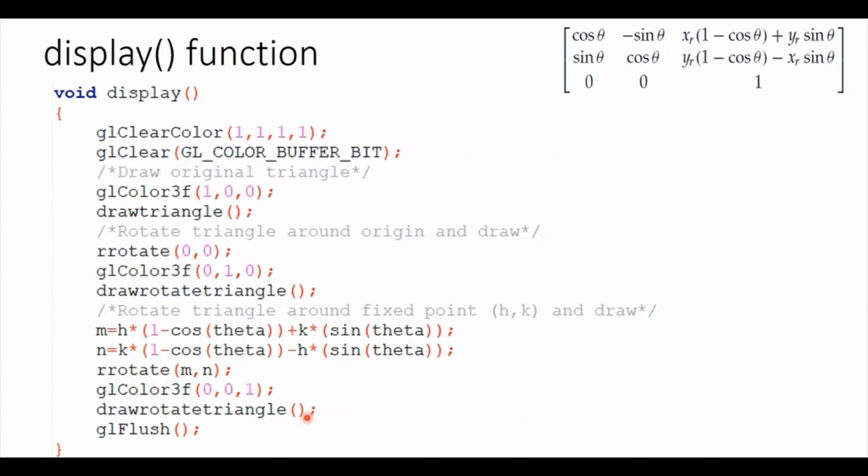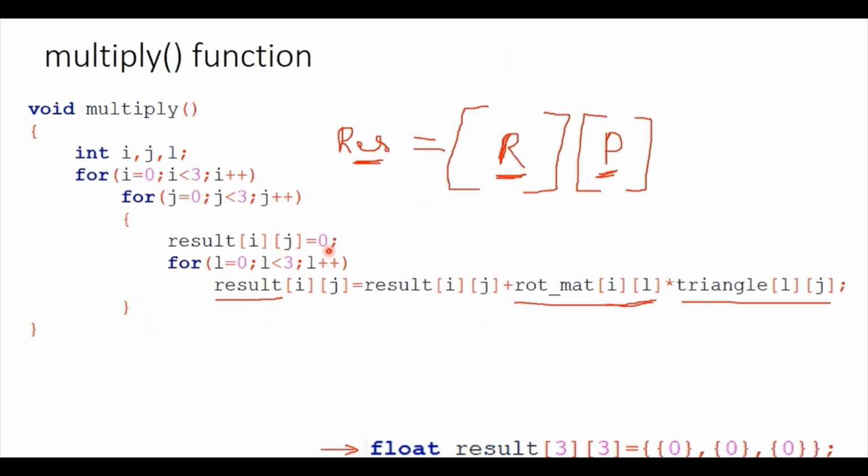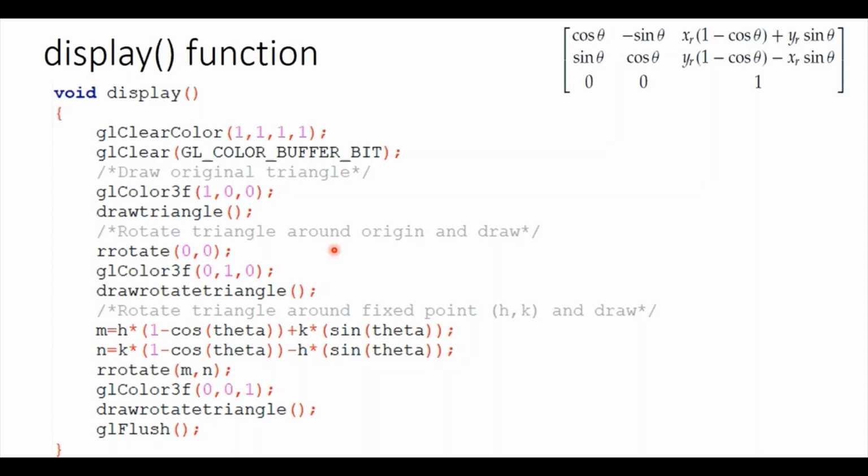So only the result matrix we are using. Every time we multiply a matrix, we are setting the result matrix to 0. So it doesn't matter if we are calling our rotate again. It would give us a new rotated triangle. So I am again drawing the result matrix. Over here it will contain the rotation around the fixed point result.